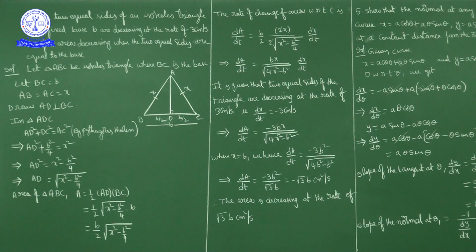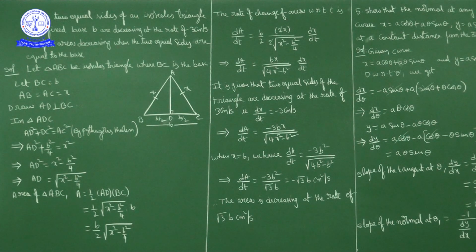Now as it is an isosceles triangle, this altitude will bisect the base, which means D is the midpoint of BC. Now BD is equal to b by 2, DC is equal to b by 2. If you observe, triangle ADC is a right angle triangle.